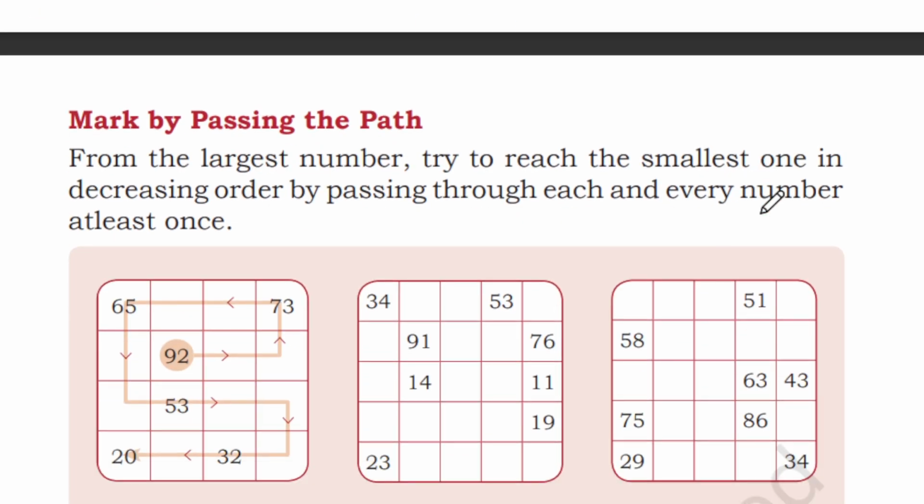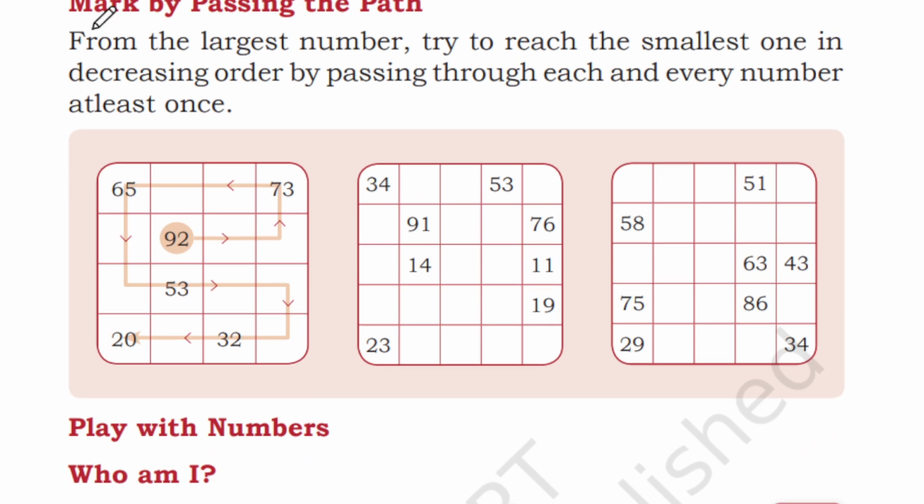Okay. So next one. Mark by passing the path. From the largest number, try to reach the smallest one in decreasing order by passing through each and every number at least once. Okay. So here they have given from the largest number they are passing. So from 92, 73, 65 and 53, 32 and 20. Okay. So likewise we have to complete these two also.